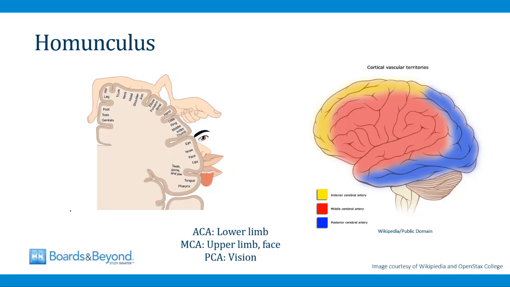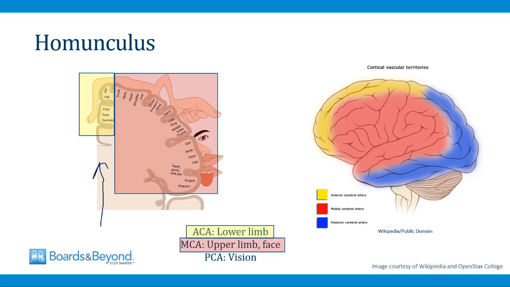And in terms of blood supply, the anterior cerebral artery supplies the middle portion of the homunculus, the portion where you find mostly the legs and the feet. The middle cerebral artery supplies this portion over here where you find the face and the hands. And remember, the ACA and MCA are part of the anterior circulation.